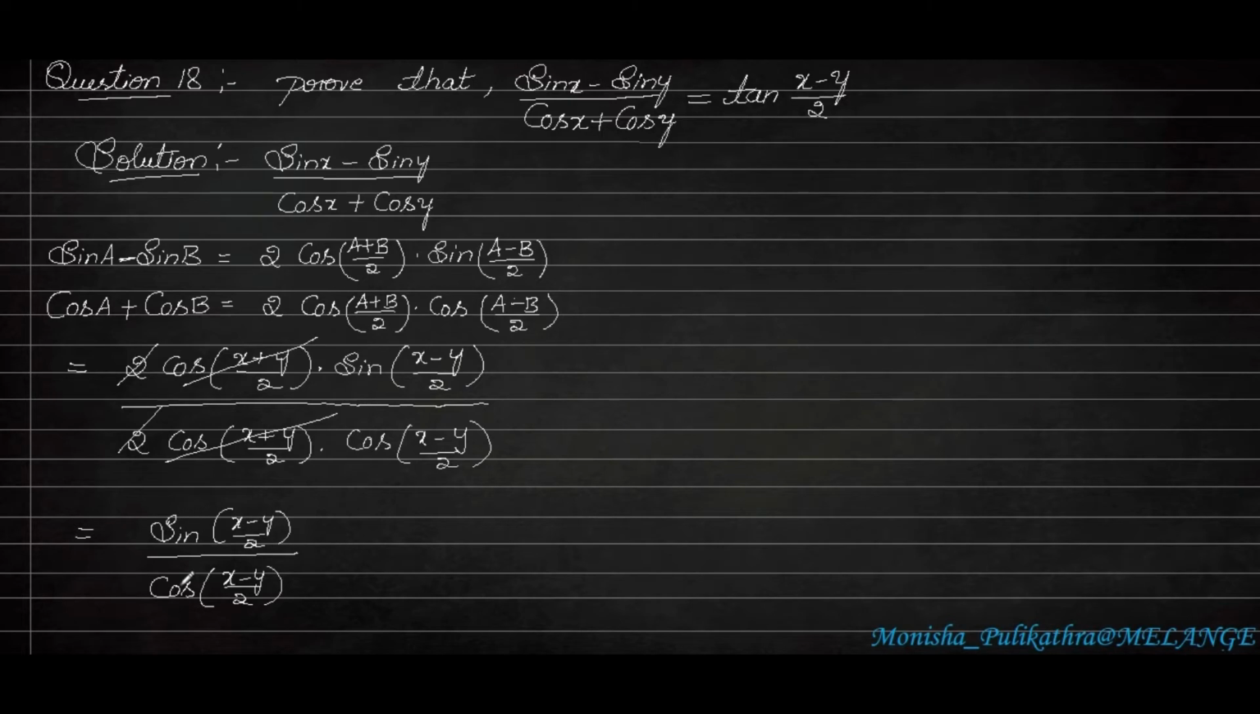So sin by cos, we know the trigonometric identity and the ratios. Sin theta by cos theta is always equal to tan theta. So instead of theta, here (x minus y)/2 is given. So sin by cos is equal to tan, and theta is (x minus y)/2. So this is the thing we had to prove here. So write it down, hence proved. I hope you understood this.